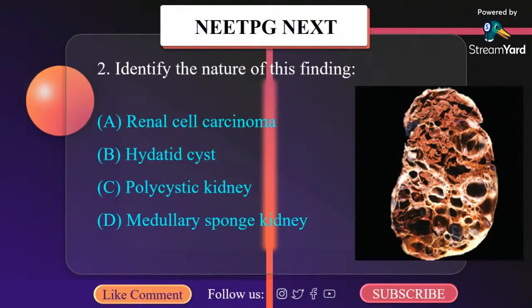Identify the nature of this finding. A. Renal cell carcinoma. B. Hydatid cyst. C. Polycystic kidney. D. Medullary sponge kidney. Well, it is a polycystic kidney. Again, this polycystic kidney is a very, very important topic in pediatrics.